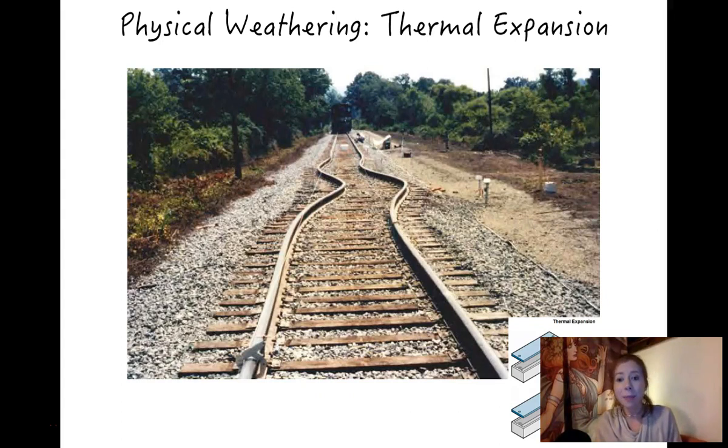Here's another example of thermal expansion. So on older railroad tracks, you can see that as well. So you see that this metal, which is a great conductor of heat, started to warm and expand, and now it is not completely in line anymore.